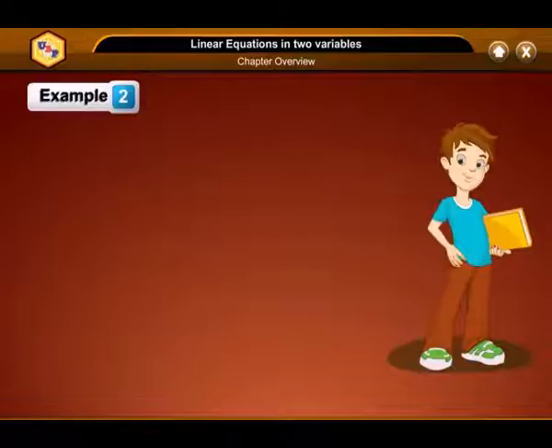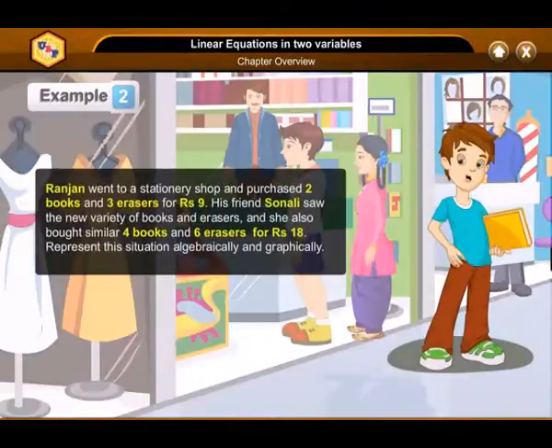Example 2. Ranjan went to a stationery shop and purchased 2 books and 3 erasers for ₹9. His friend Sonali saw the new variety of books and erasers, and she also bought similar 4 books and 6 erasers for ₹18. Represent this situation algebraically and graphically.